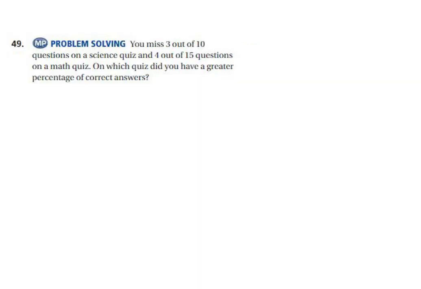You missed 3 out of 10 questions on a science quiz and 4 out of 15 questions on a math quiz. Which quiz did you have a greater percentage of correct answers? So if you missed 3, it means you got 7 correct out of 10. 7 out of 10 is 0.7, or we could say 0.70, which is 70%.